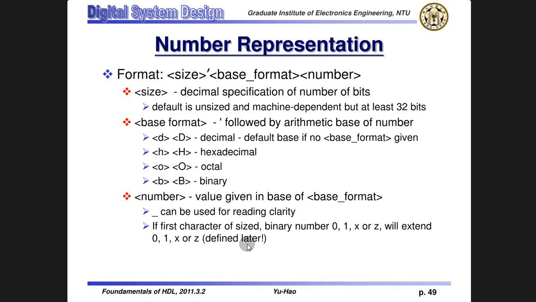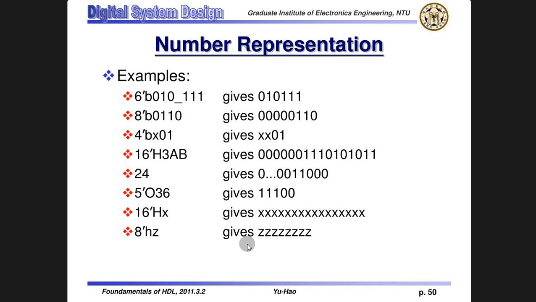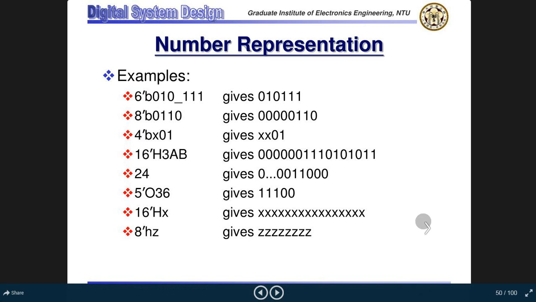Okay, let's go to the next slide. The examples of number representations are as follows. We already know, suppose this is a 16 bit H3AB, so it will be extended here. The same is applicable for that, and this is for also. Okay, let's go to the next slide.